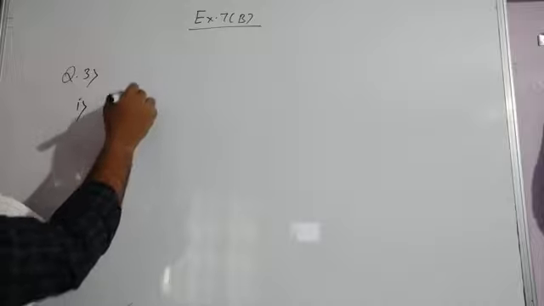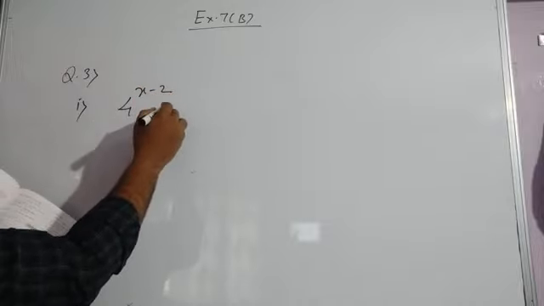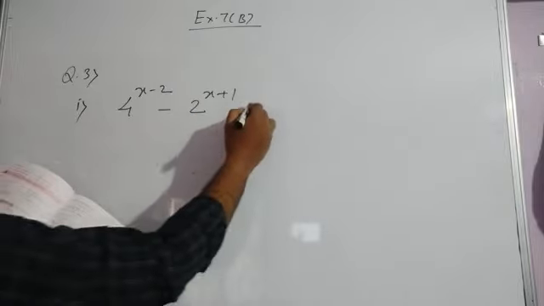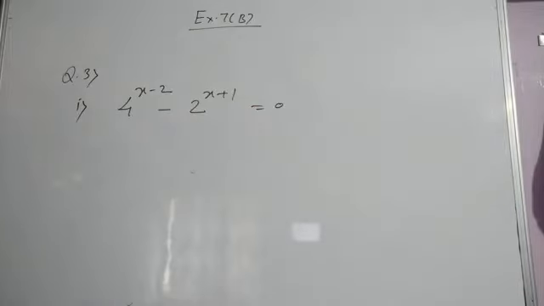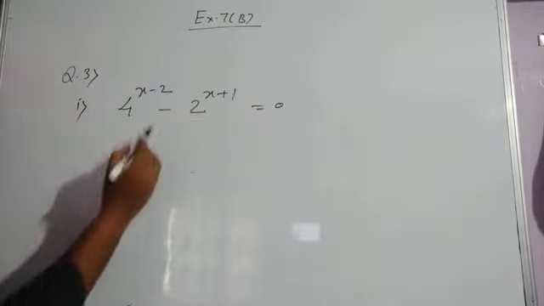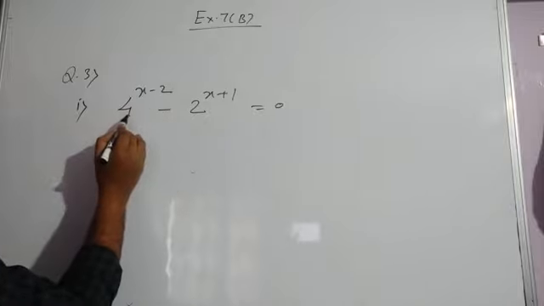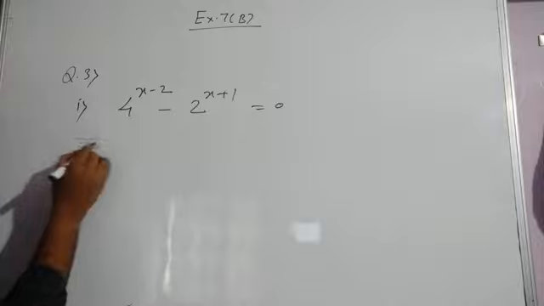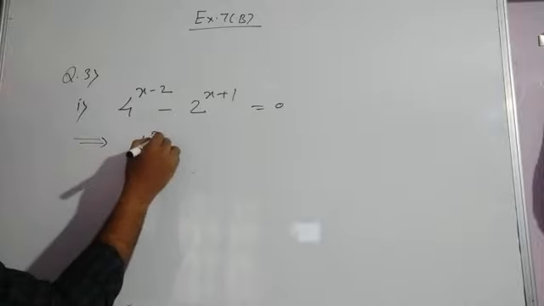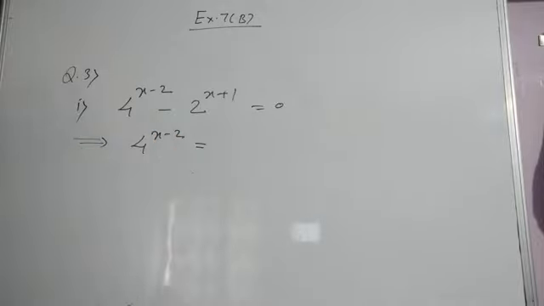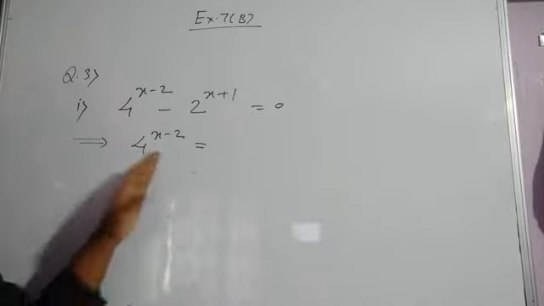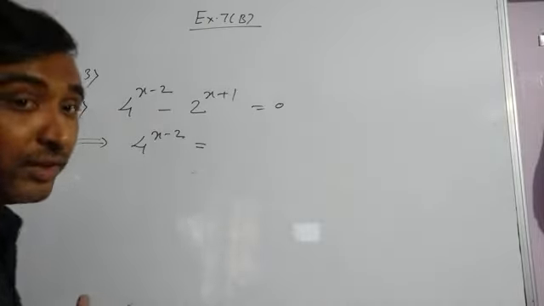It is 4 raised to x minus 2 minus 2 raised to x plus 1 is equal to 0. Again it's very simple, children. Here you can see it's minus. Here it is 4 and here it is 2. So I can express this 4 in terms of 2 and I can compare, isn't it? So 4 raised to x minus 2 will be as it is. See, whenever you start with the solution, you need to understand what can be the maximum possibility of simplification. That's what we need to understand.